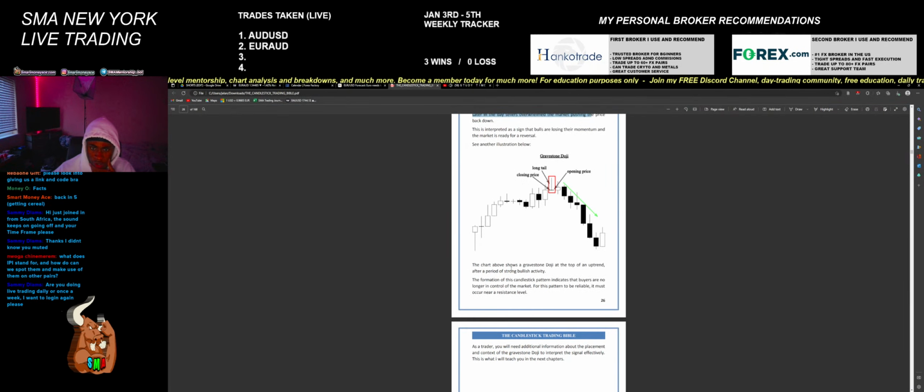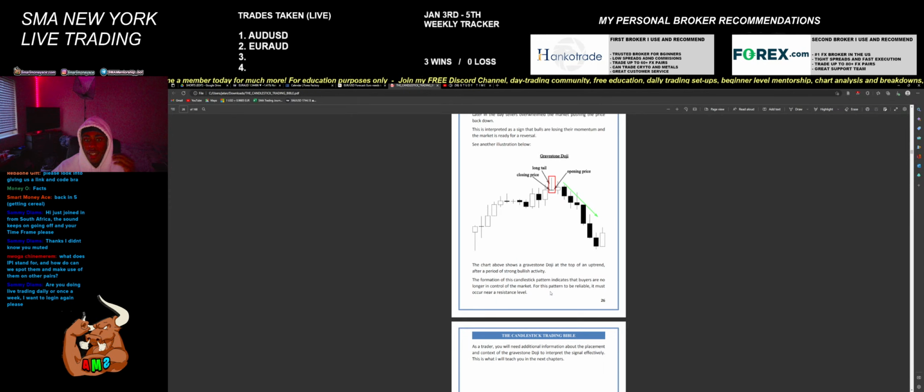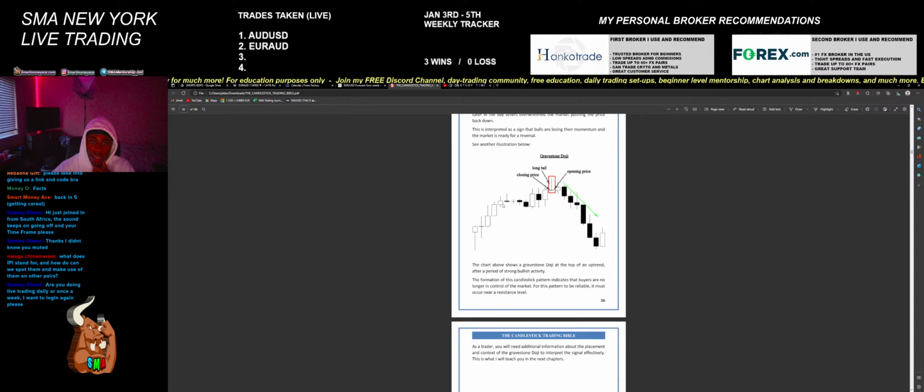The chart above shows a gravestone doji at the top of an uptrend after a period of strong bullish activity. The formation of this candlestick pattern indicates that buyers are no longer in control of the market. For this pattern to be reliable, it must occur near a resistance level, 100%. It has to be near a level of resistance, guys. Don't just use these candlesticks randomly. Like over here, it would not make sense because there's no level that price is going to react off of. It has to be a given area, a key zone that price is going to respect, okay?